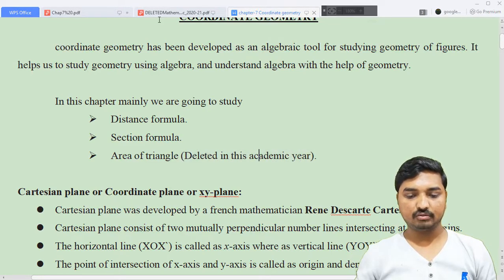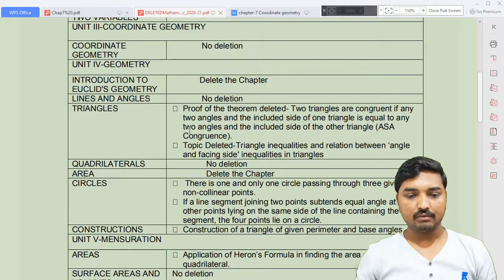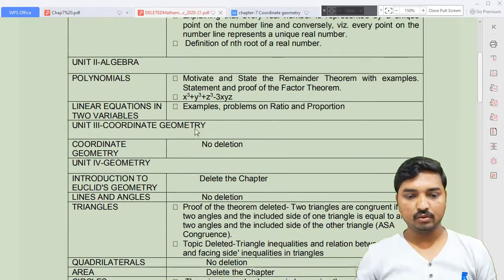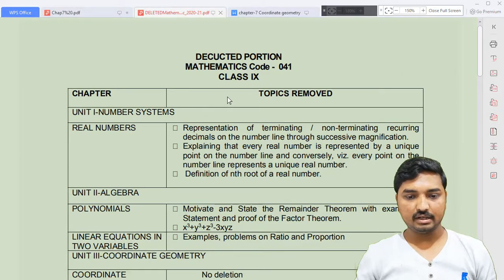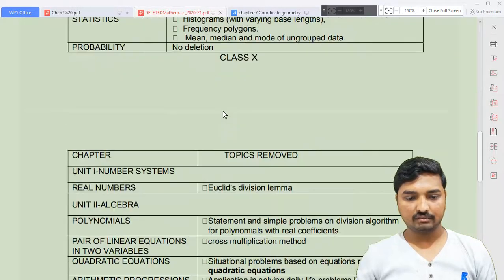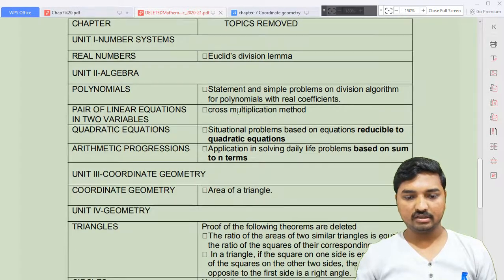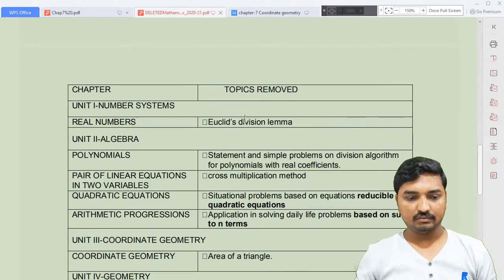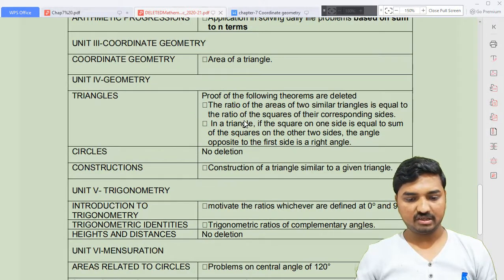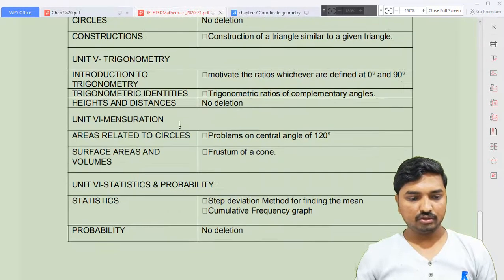I have sent this already for you, and for confirmation I am going to show it once again. This is the deleted content. This is for class 9, and now look at this, this is for class 10. In the first chapter, Euclid's division lemma, it is already known to you. Now look here at the chapter coordinate geometry.